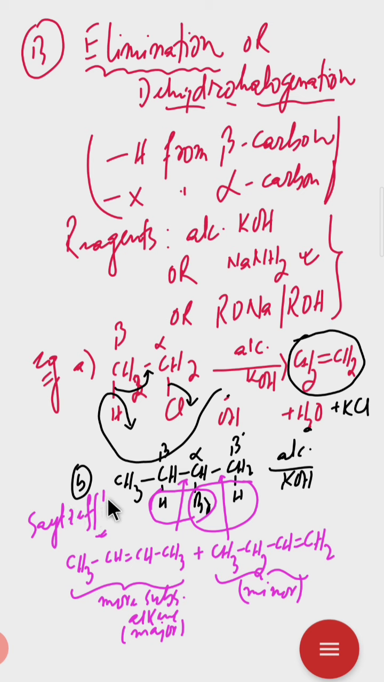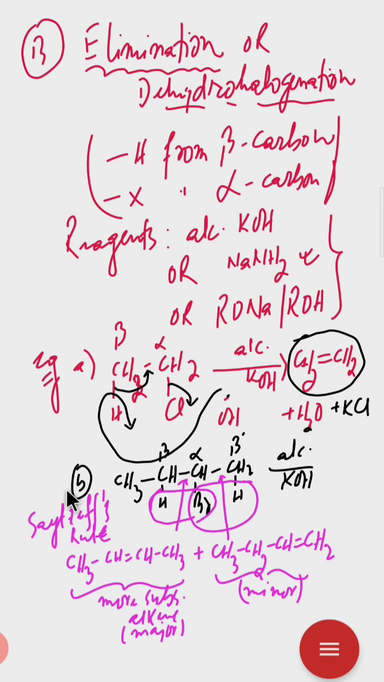Saytzeff's rule is nothing but, in the beta elimination of haloalkanes, the more substituted alkene is the major product. This is the statement of Saytzeff's rule, right? This is frequently asked in the council examination, so please note down this statement, Saytzeff's rule.